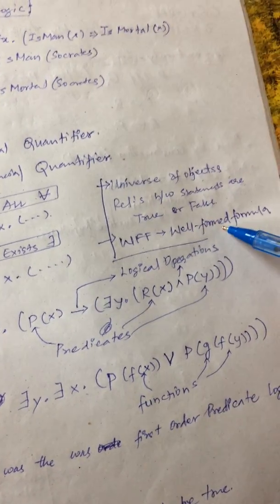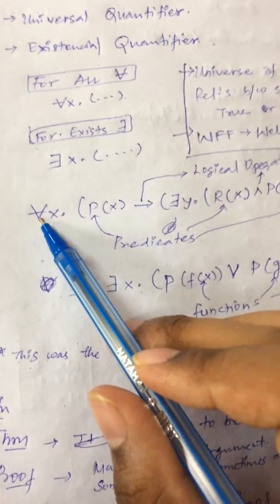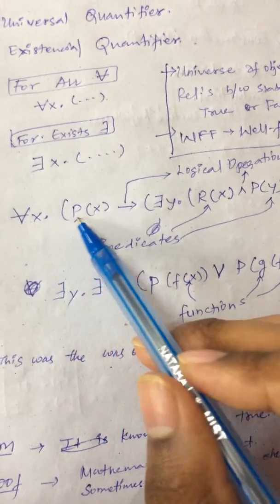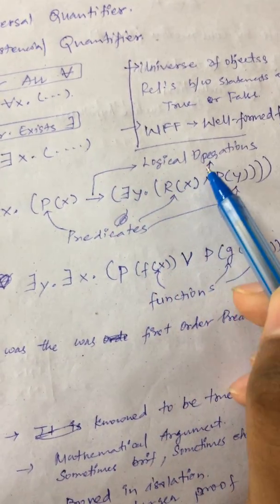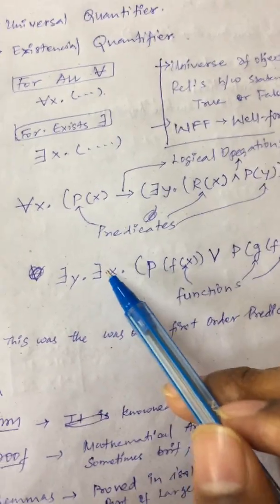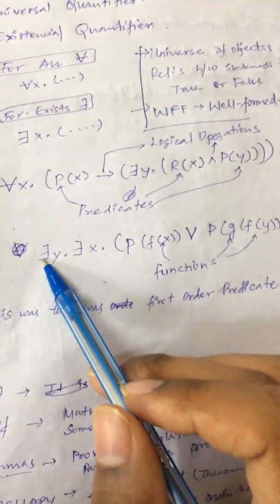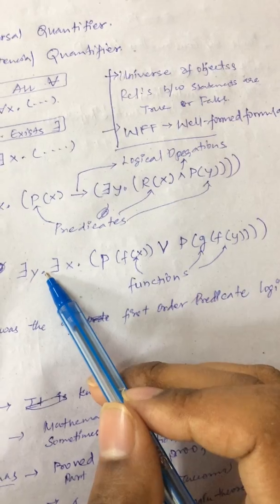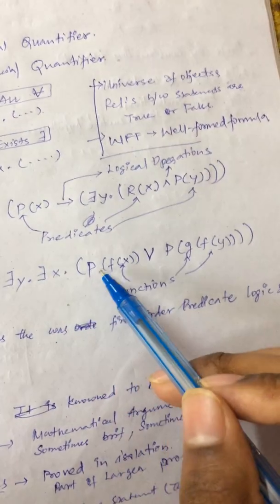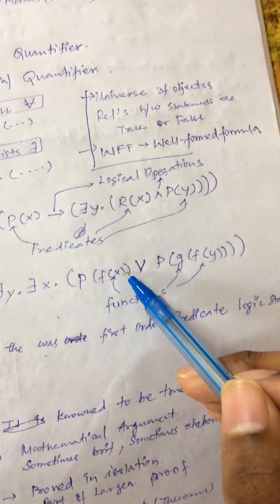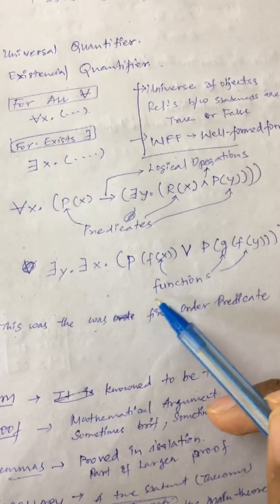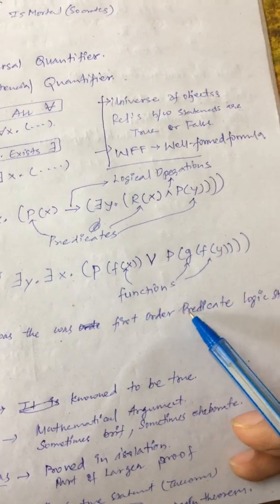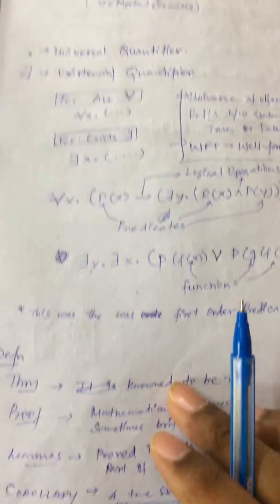Well formed formula, or the WFF. So this is the demonstration where for all x this is the predicate and these are the logical operations, and similarly it can be true for the functions. So there exists y, for all there exists x. This is a predicate and this is again a function, and again a predicate, again a function, and these were the first order predicate logic statements.